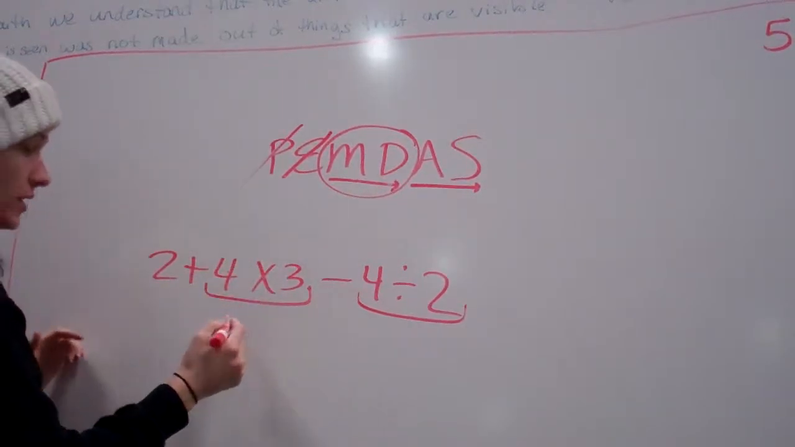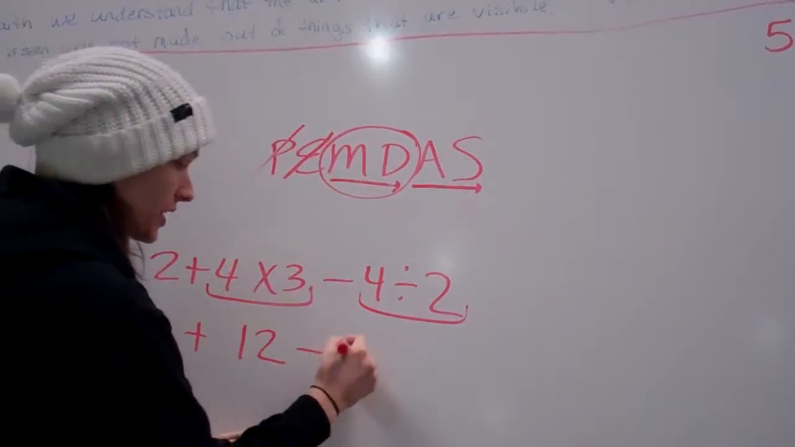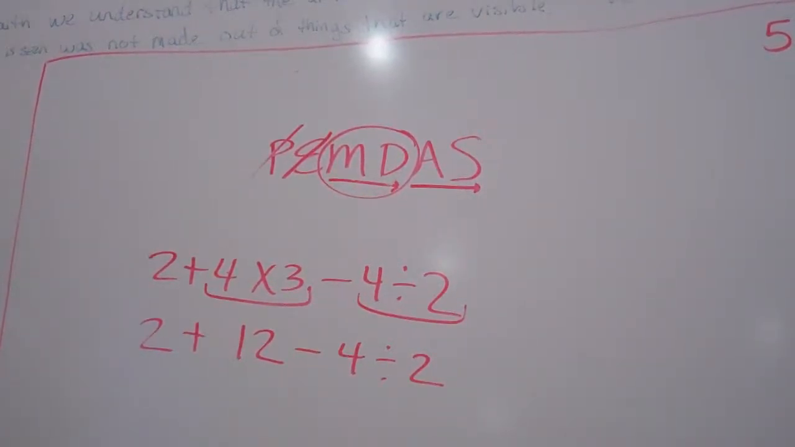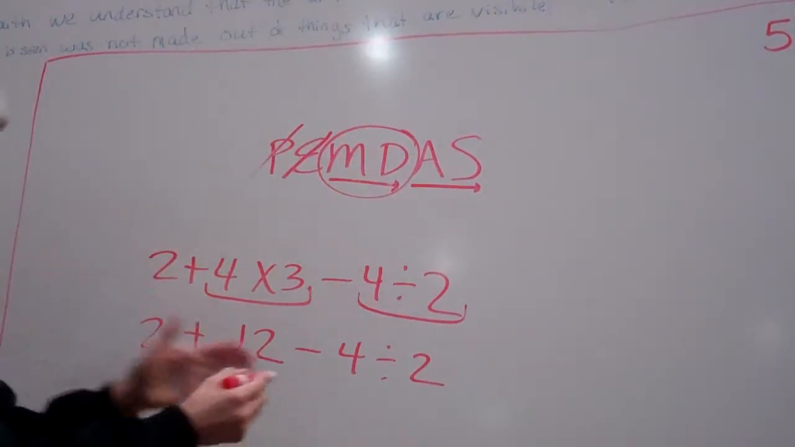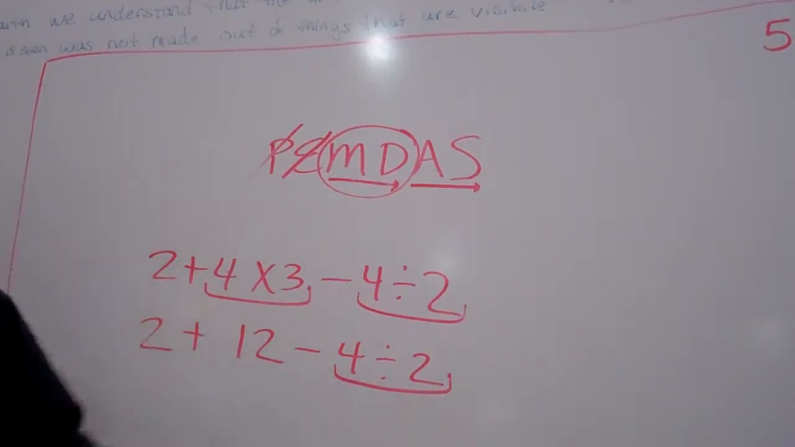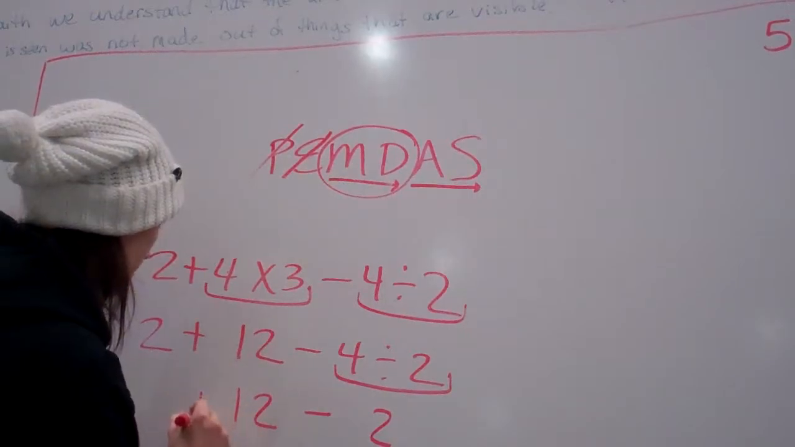4 times 3 is 12. And I like to go on and bring everything else down. Make this the longest thing, because that way you make sure you're getting every step. So what is 4 divided by 2? 2. Bring everything else down.